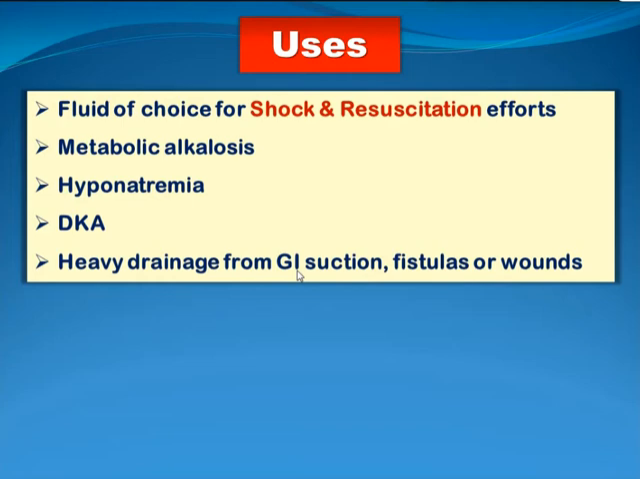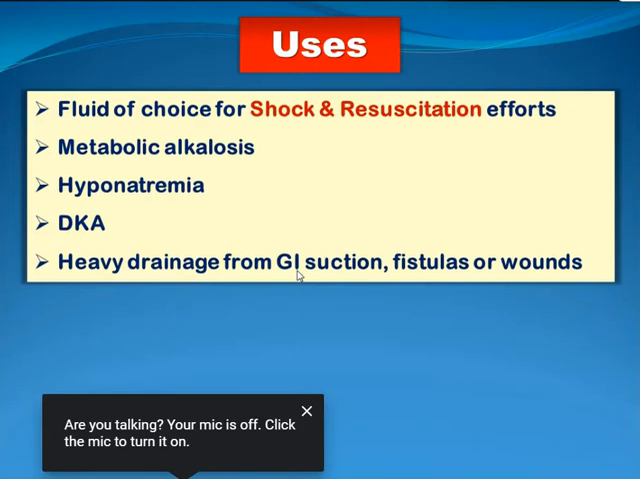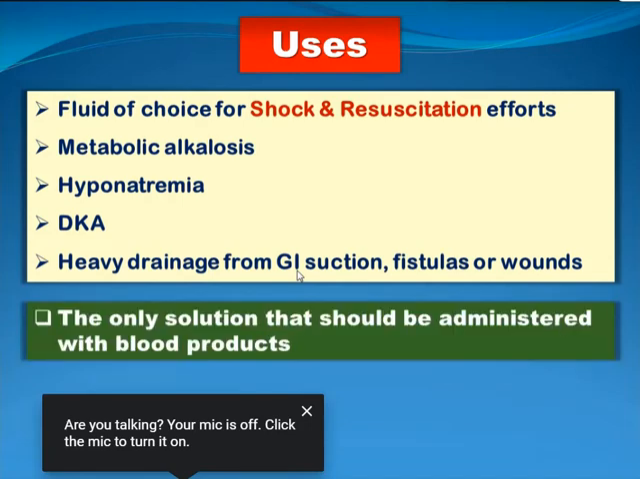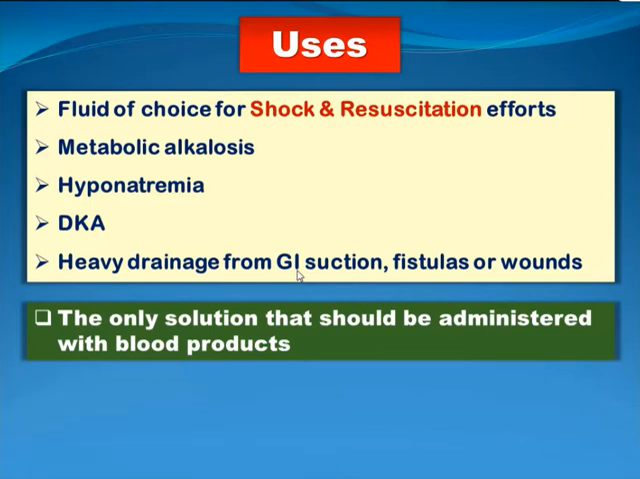Now, the normal saline has a special advantage over other types of fluid. That is, it is the only solution that should be administered with the blood products. When you try to give blood products, you can't use other types of fluid because it will affect them. So the only one is the normal saline. And sometimes even when you give blood, certain types of fluid are contraindicated to be given at the same time or in the same IV line.